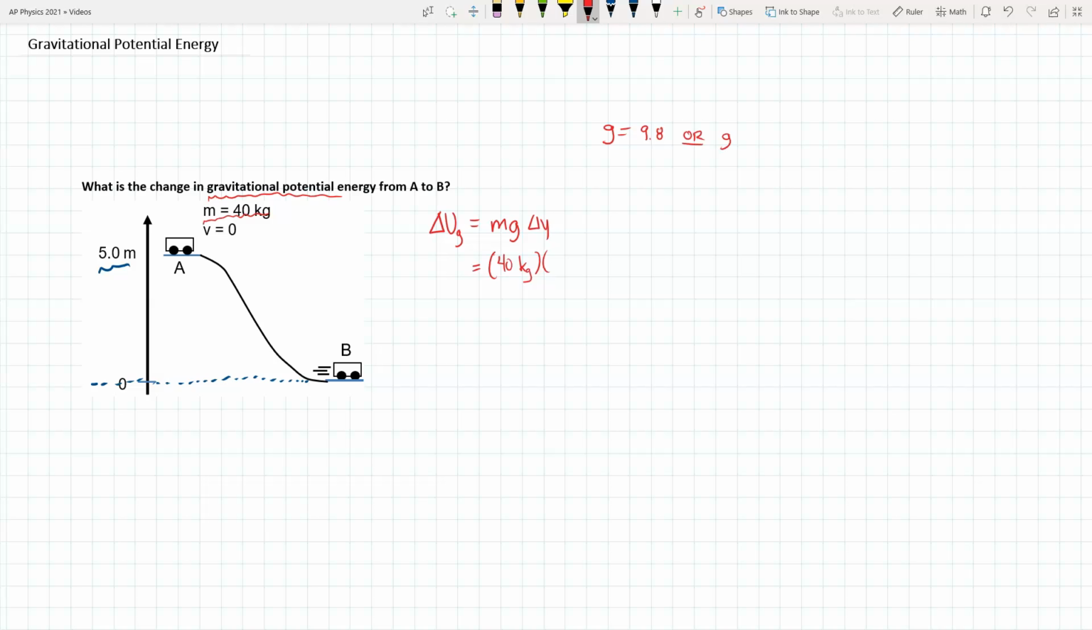I don't think it's lazy. I think it's smart. We can approximate g to be about 10 meters per second squared, which is totally okay to do on the AP exam. If we use 10 for g, it makes the math a little bit easier. Now for this change in y, this would be the final height, which is 0, minus the initial height of 5 meters.